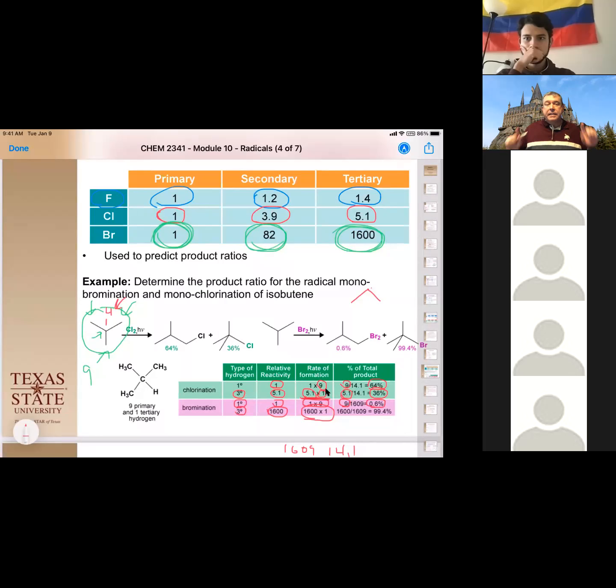Okay, do we see how we can use the joining of that reactivity ratio and the statistics to give us the product ratio of our reaction?